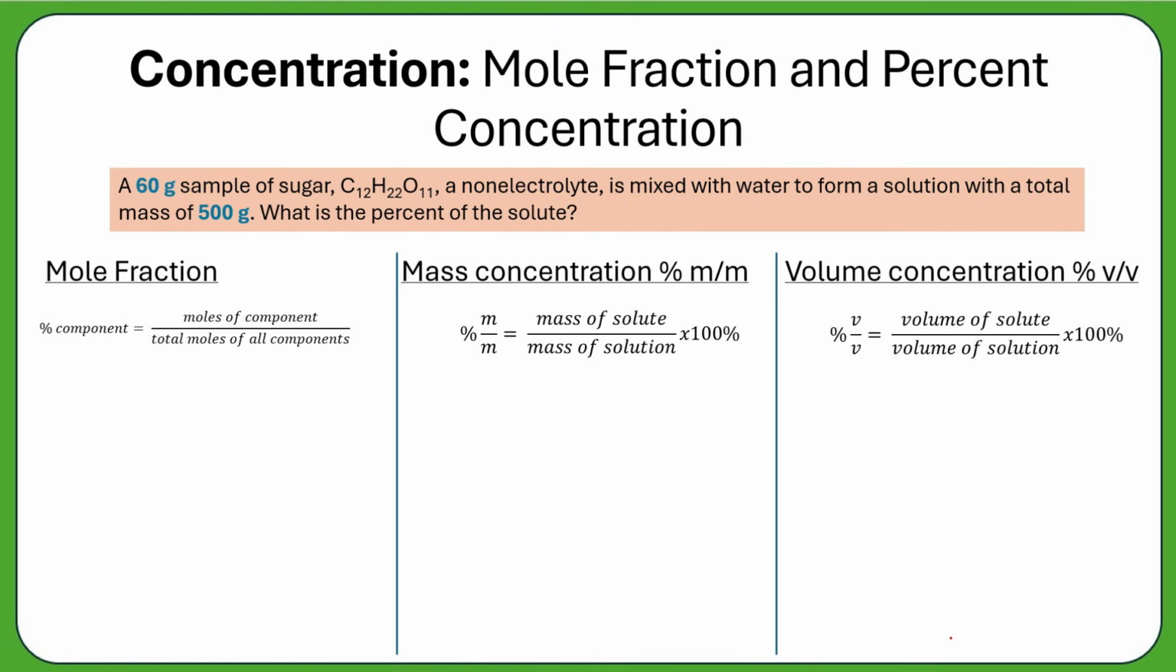Okay, so now what if the problem is like this? A 60 grams sample of sugar, C12H22O11, again non-electrolyte, is mixed with water to form a solution with a total mass of 500 grams. By the way, these formulas can be used even if the solute is an electrolyte, just like salt. NaCl is an electrolyte. This is just an example, okay? It doesn't mean that these formulas can only be used for non-electrolytes. No, it can be used for both non-electrolytes and electrolytes.